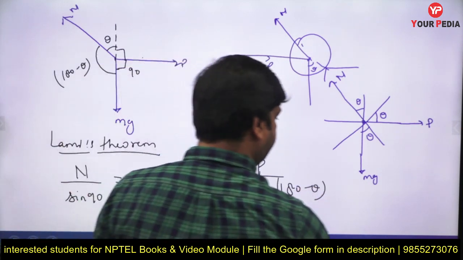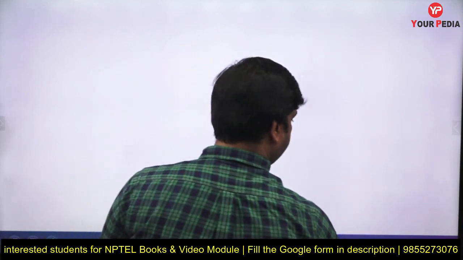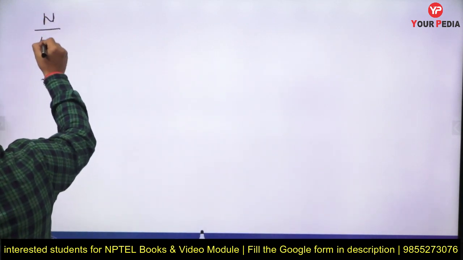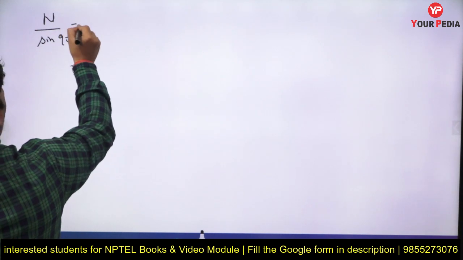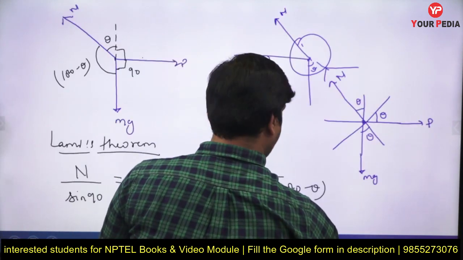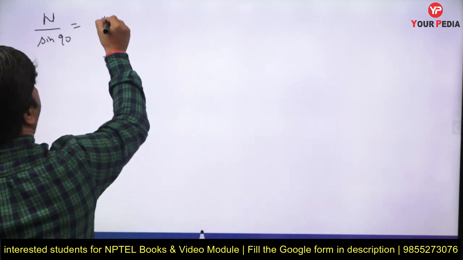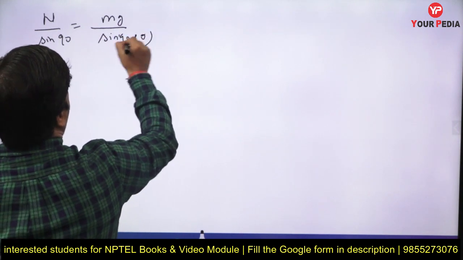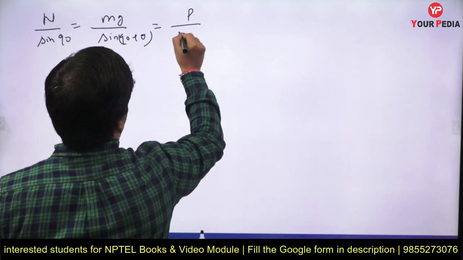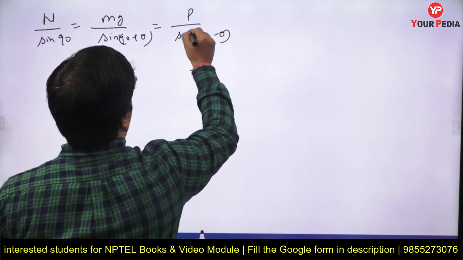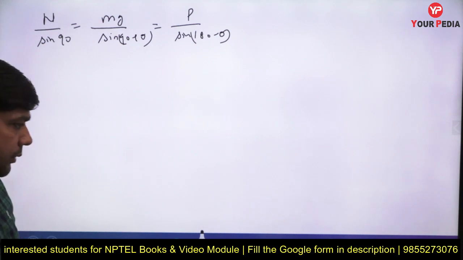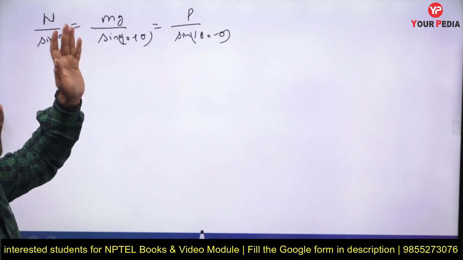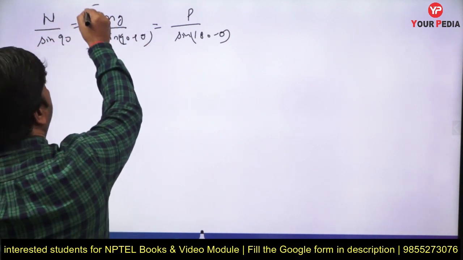N upon sine 90 equals mg upon sine 90 plus theta equals P upon sine 180 minus theta. We need only P and mg. In the question, you can see the options are in terms of mg, r and h. So we have no need to take N. We are just taking these two.